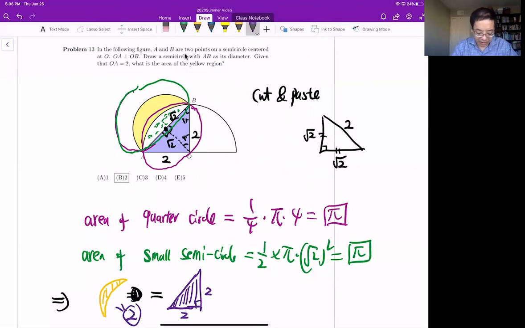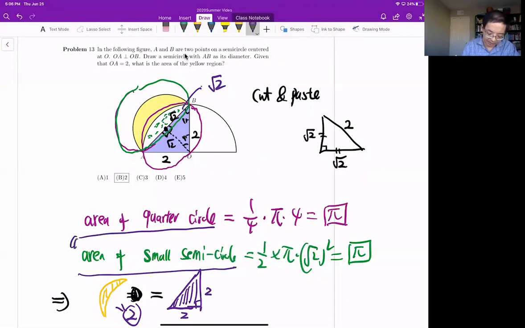So the point is, let me repeat. By the calculations, we use the Pythagorean theorem and figure out the radius of the small semicircle, which is square root 2. We found the area of the quarter circle and the area of the semicircle are the same, and they share this green part. So if the area is the same and they share a common part, if you get rid of the common part, the other two parts shall be the same, right?